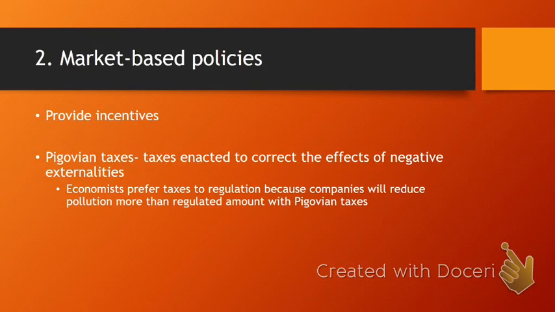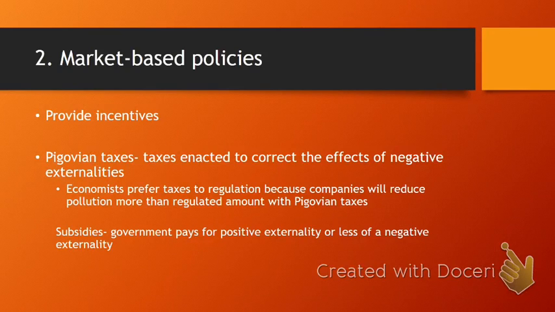Economists prefer taxes to regulation because companies will reduce pollution more than the regular amount with Pigovian taxes. They'll get a greater reduction in the negative externality if there's a Pigovian tax incentive than if there's a regulation. Everybody have that? Okay.